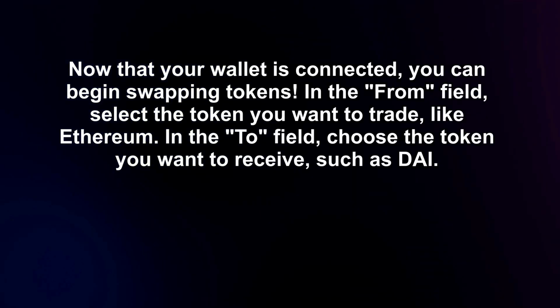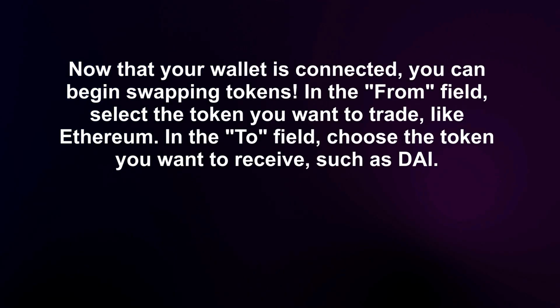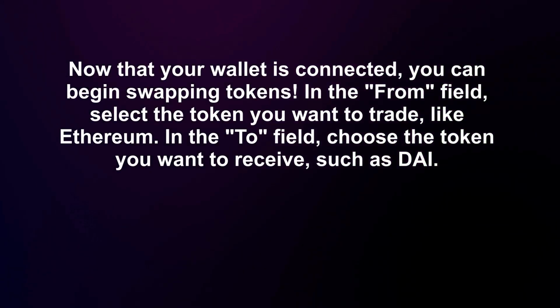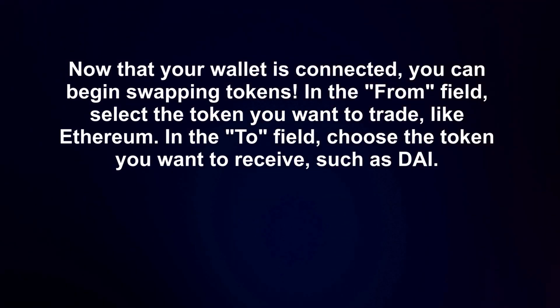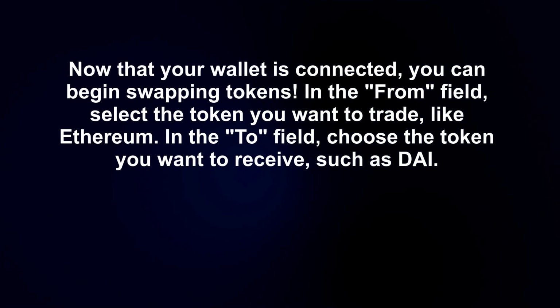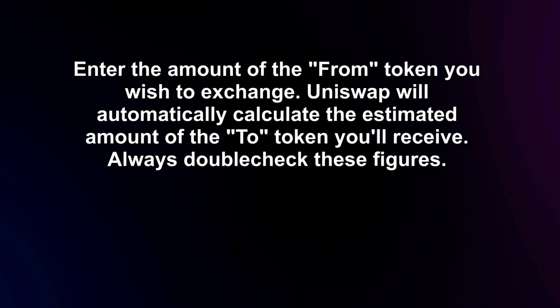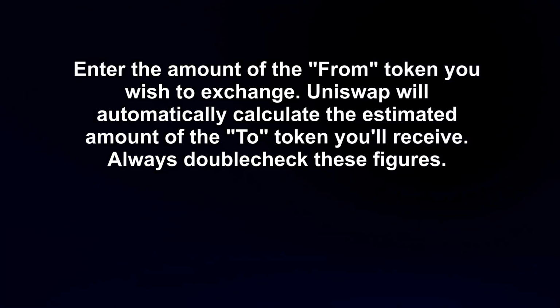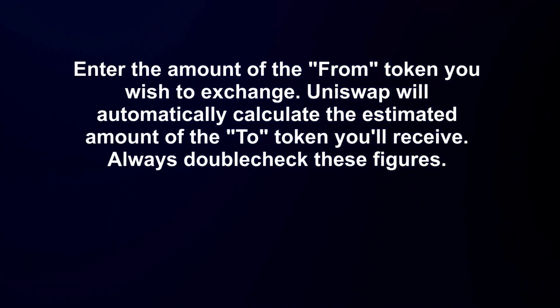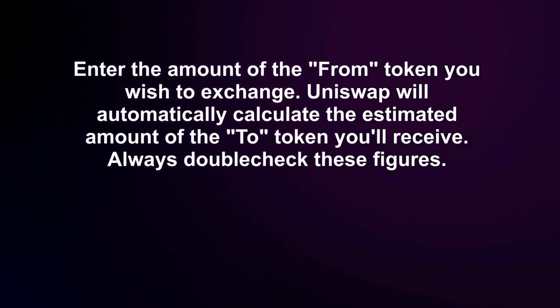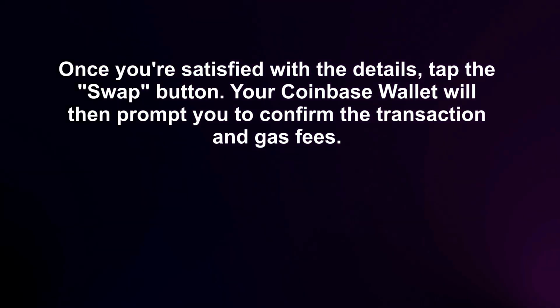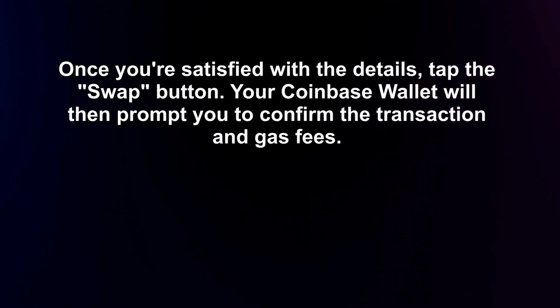Now that your wallet is connected, you can begin swapping tokens. In the From field, select the token you want to trade, like Ethereum. In the To field, choose the token you want to receive, such as DAI. Enter the amount of the From token you wish to exchange. Uniswap will automatically calculate the estimated amount of the To token you'll receive. Always double-check these figures. Once you're satisfied with the details, tap the Swap button.